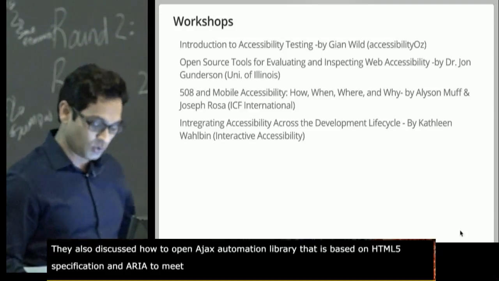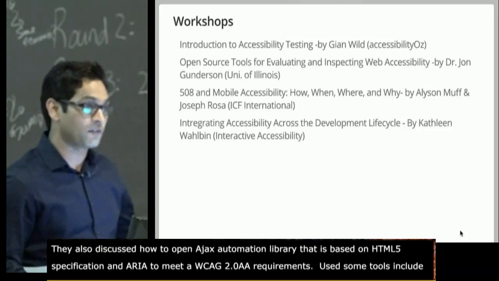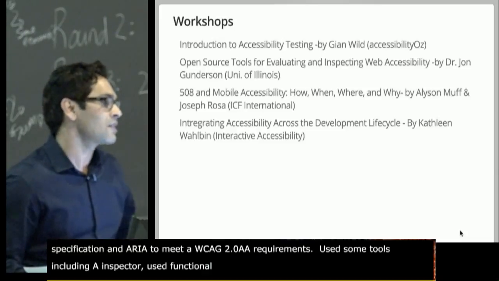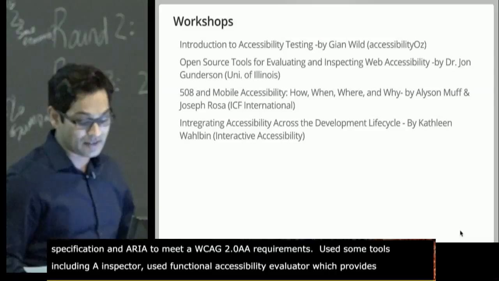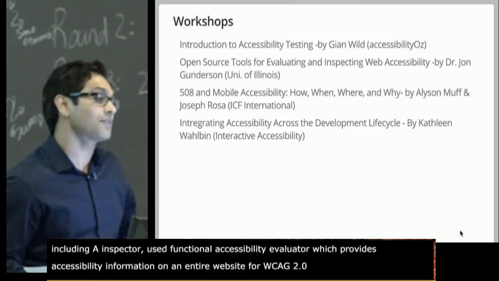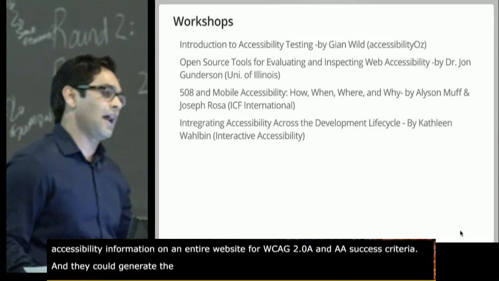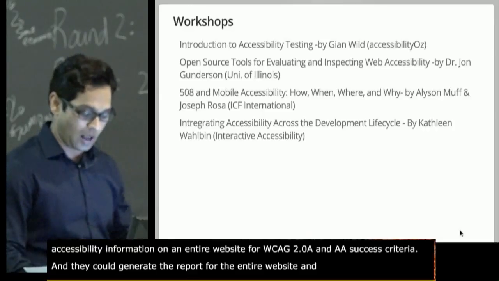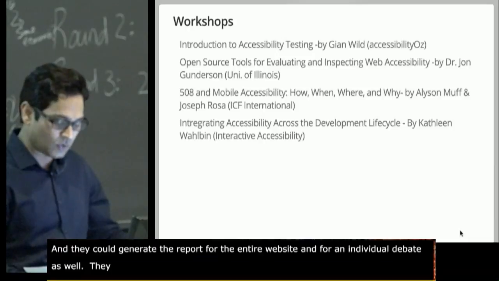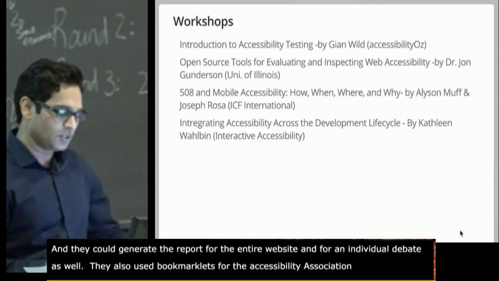They used some tools, including A-Inspector and Web Accessibility Toolbar for Firefox. They used the Functional Accessibility Evaluator, which provides accessibility information on an entire website for WCAG 2.0 level A and level AA success criteria. They could generate a report for the entire website and for an individual page as well. They also used bookmarklets for accessibility visualization. Now, I have very limited time, so I won't go into the details.